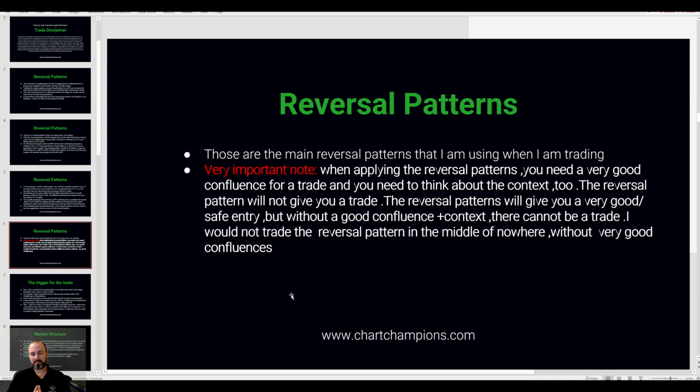So the reversal patterns are for when you have everything set up already for a trade. You have your confluences, you have the context, you have everything. And the only thing the reversal pattern gives you is the actual entry, the trigger for that trade. But it will not give you a trade, right? So you need confluences, you need context, and then you can apply the reversal pattern. This is really, really important. Other than that, even if you see the reversal pattern and everything looks good, if you don't have a good confluence, if it's in the middle of nowhere, at best that will end up in a losing trade. And obviously we want to avoid that at all costs.